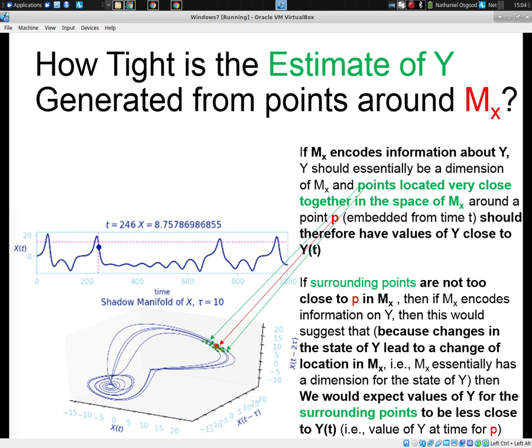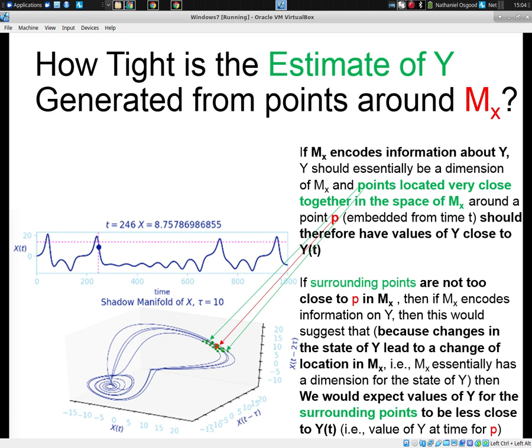Okay, now consider closer points here. Consider these green dots, these close points in state space that are close to the red dot. Those are points which have similar values to the state driving X. And if that includes Y, then you would think that these will lead to closer information about y to the y associated with the red dot.